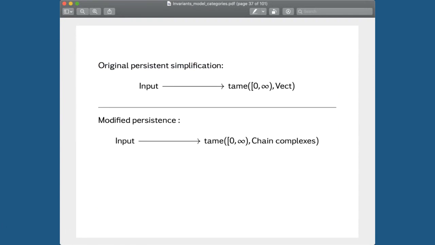So one might ask, what do we gain by converting things into parametrized chain complexes? Why do we think it's simpler? Well, it is not simpler in the way that tame parametrized vector spaces are simple, because tame parametrized chain complexes are of wild representation type. There's no way we can enumerate their indecomposables.